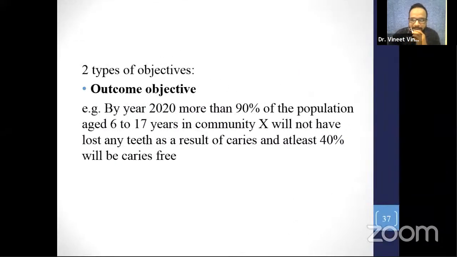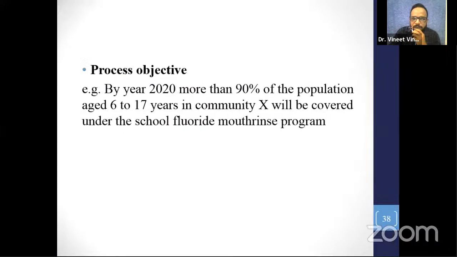Okay, fine. Now look at this example. By year 2020, will not have lost any teeth as a result of caries. So my outcome is no loss of any teeth. There will not be any tooth loss. And at least 40% will be caries free. So this is my outcome, right? This is the result I want to see. That is why it is called an outcome objective. The process objective is I'm not looking at the outcome. I just want to see that by the end of 2020, the whole community will be covered with the program. I hope you are getting my point.